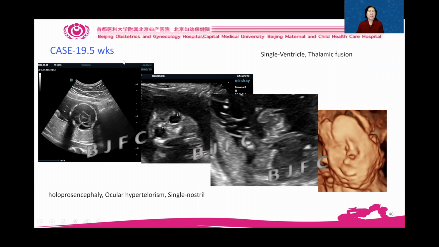This case is 19 weeks. What does this show us? The single ventricle, the thalami fusion, and the ocular hypotelorism, and the single nostril here. The 3D pictures can show the single nostril.